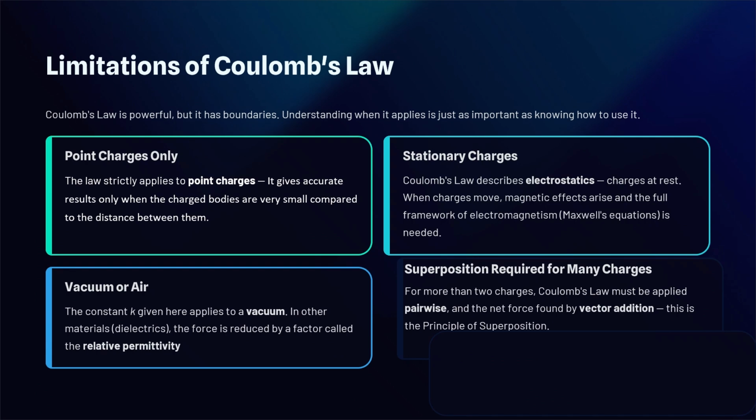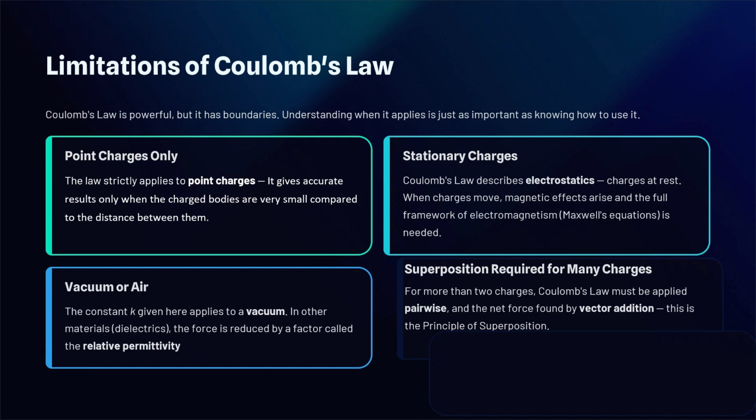Then the limitations of Coulomb's law. Coulomb's law is powerful, but it has boundaries. The law strictly applies to point charges only. It gives accurate results only when the charged bodies are very small compared to the distance between them. Then the charges must be stationary. Coulomb's law describes electrostatics, that means charges at rest. When charges move, magnetic effects arise and the full framework of electromagnetism is needed.